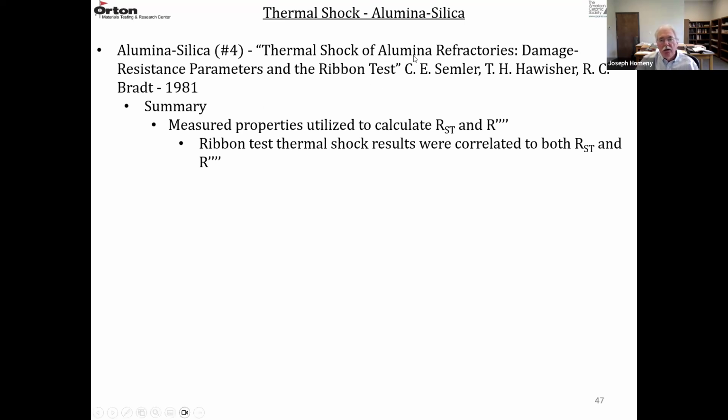This is a thermal shock of aluminum refractories, damage resistance parameters, and the ribbon spall test. Semler and Broad are pretty well known in refractories for thermal shock testing. So this is a different type of test, a ribbon spall test. So they measured properties utilized to calculate both R, RST, and R4 prime. And then they used the ribbon test thermal shock results to correlate with RST and R4 prime.